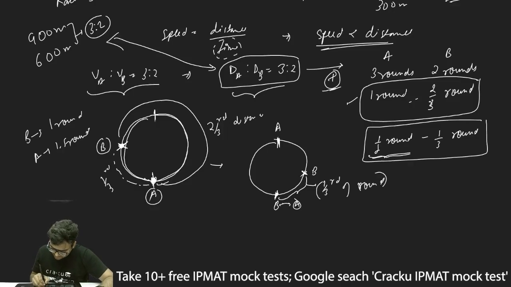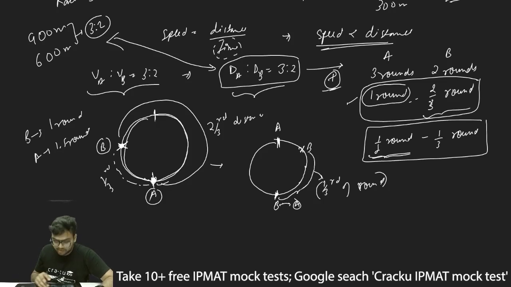By the time A has reached here, I'll just make it more clear, B will be somewhere here, 1/3 of the way. So B will reach here, and this distance will be 1/3 of the circular track. Now again, by the time A covers one full round, B will cover 2/3 rounds.